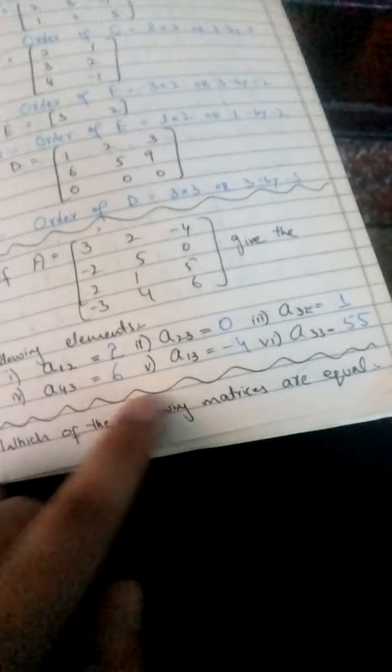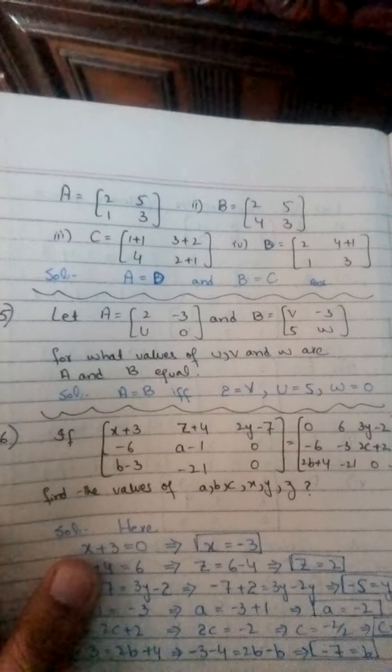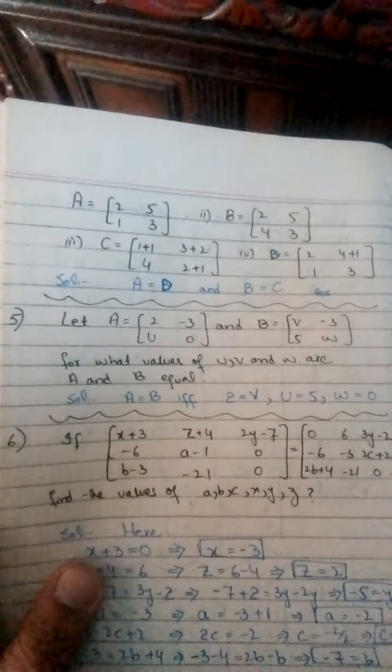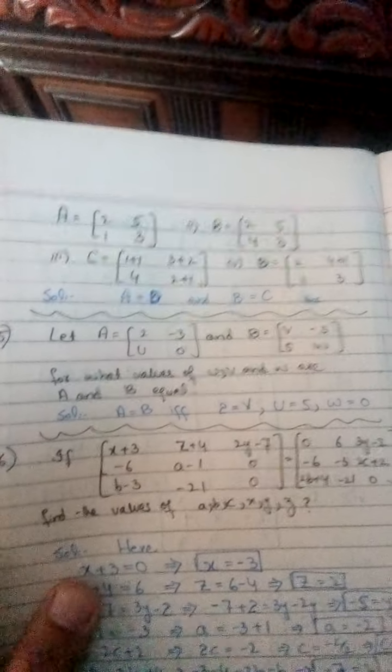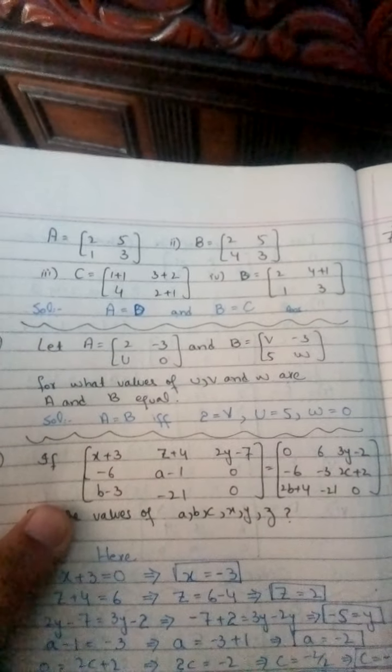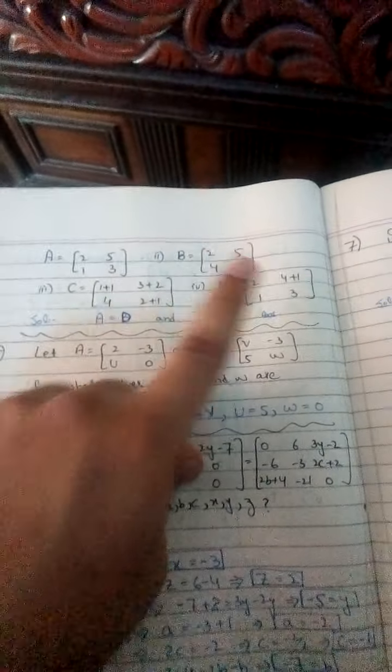Now in the next question it says, which of the following matrices are equal? You have to find the equal matrices. So in this you have 1 2 3 4 matrices. Matrix A is 2 cross 2, the second is 2 cross 2, the third is 2 cross 2, the fourth is 2 cross 2. The criterion for equal matrices is that the order of all matrices must be the same. How is the order the same? The order of the first matrix is 2 cross 2, second is 2 cross 2, third is 2 cross 2, fourth is too.